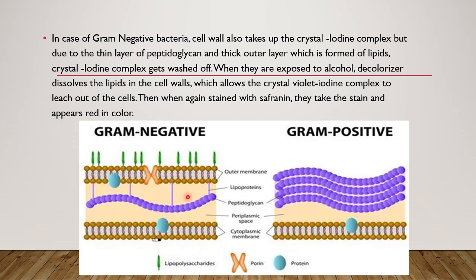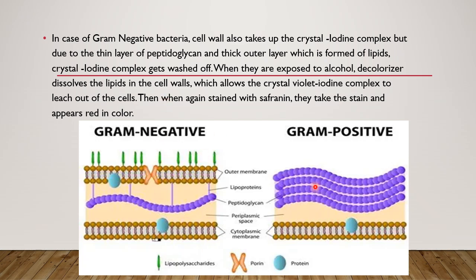When you add the decolorizer, the purple stain, that is crystal violet which was there, will get washed off. Why? Because not like gram positive bacteria, here you have a very thin peptidoglycan layer, and apart from that you have a thick outer layer which is formed of lipids also. That is a difference. So what happens? The stain can easily get washed off. When you put the decolorizer onto this gram negative bacteria, it dissolves the lipid layer. When it dissolves the lipid layer and the peptidoglycan layer is also very thin, all the stain will easily get washed off.